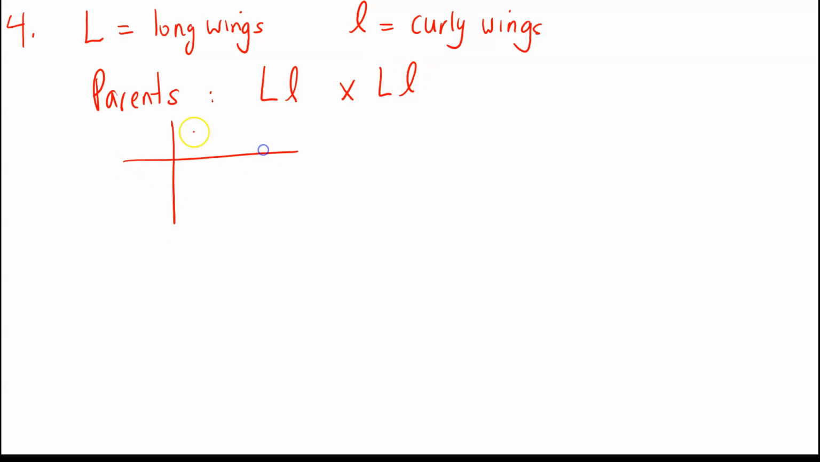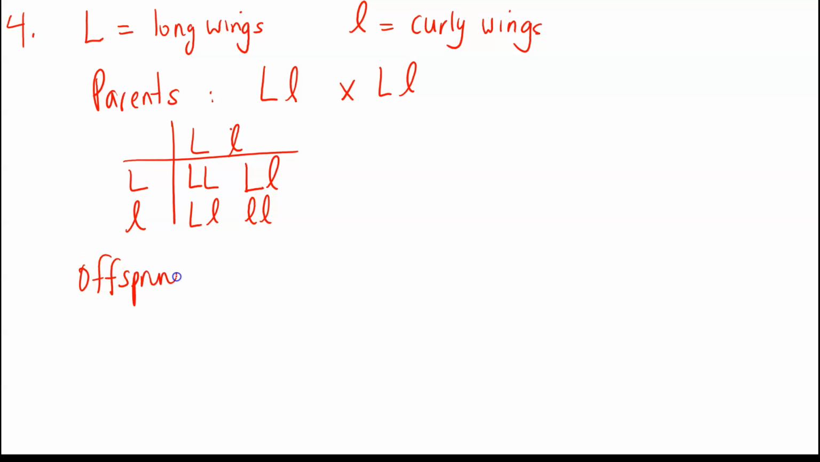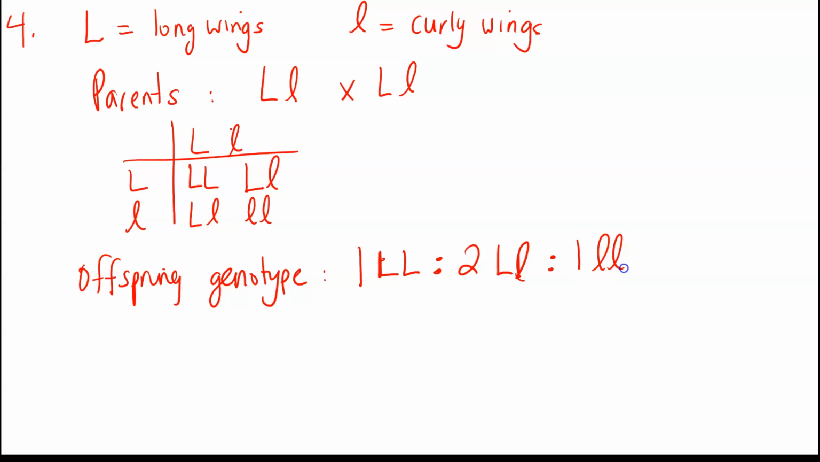So we do the cross, the Punnett squares, to find out the probability of the genotypes. And you're going to have one big L, one little l, big L, one big L, one little l, another big L, and a little l. Okay, so the offspring genotype, the ratio would be 1 big L to 2 big L, little l, to 1 little l, okay?